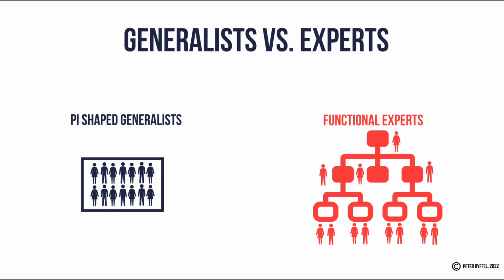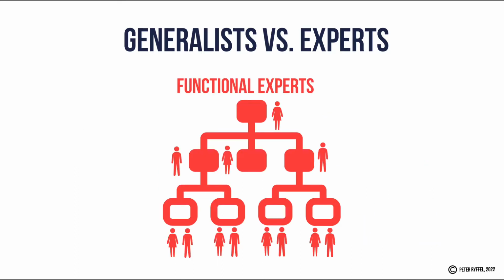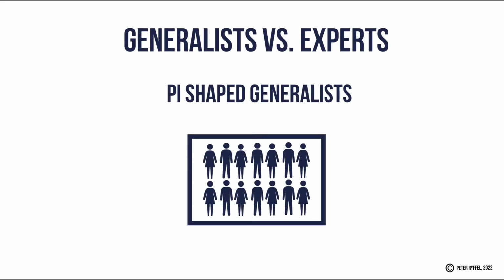The pi-shaped generalist pool usually is added as a separate organizational unit to the existing line organization. The existing line organization usually consists of functional experts which are belonging to departments which are organized along hierarchies. The pi-shaped generalist pool is cross-functional and does not depend on hierarchies and functions.